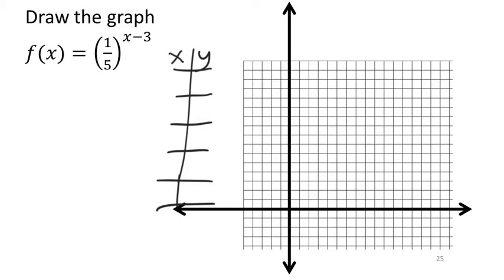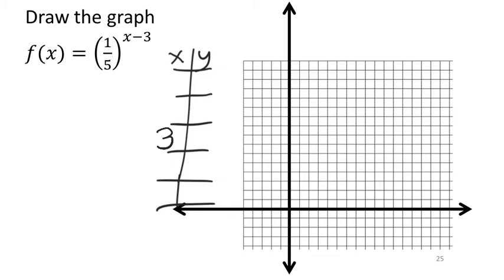Now on this one, I don't really care about the base being 1/5. But what I do care about is that I got x minus 3 up there. Now, if you think about this, to get the full exponent to equal 0, the value of x that would make that exponent 0 would be 3. So I'm going to put 3 right in the middle.